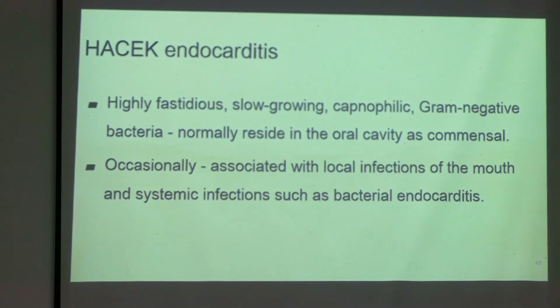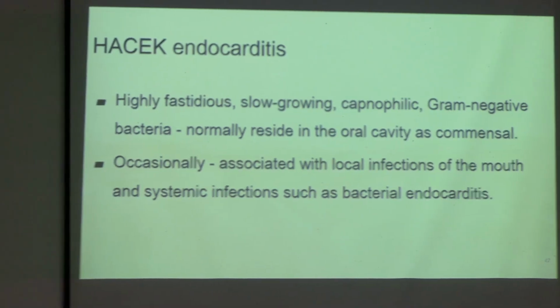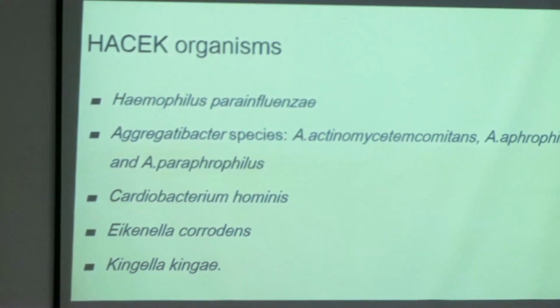Now you have the HSEC group. The HSEC group is a highly fastidious, slow growing, capnophilic gram negative bacteria. What is capnophilic? CO2 lover. They love CO2, so they grow in anaerobic conditions generally. Occasionally they are associated with local infections, such as mouth infections.